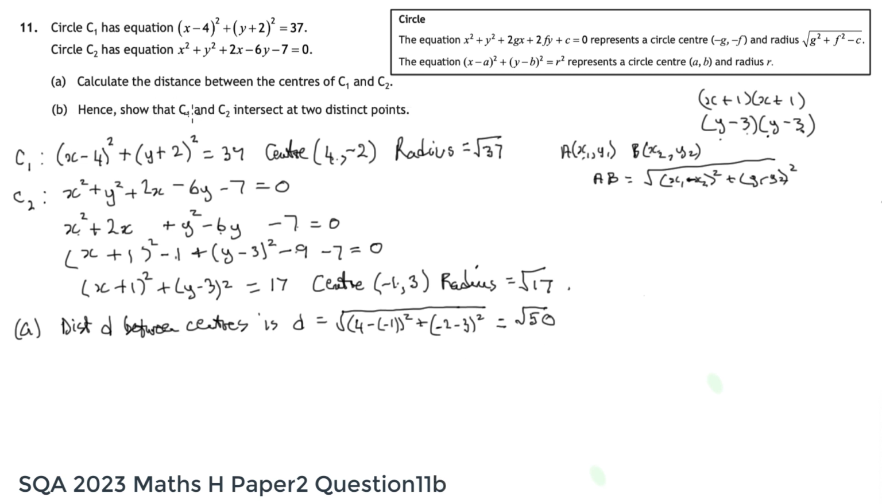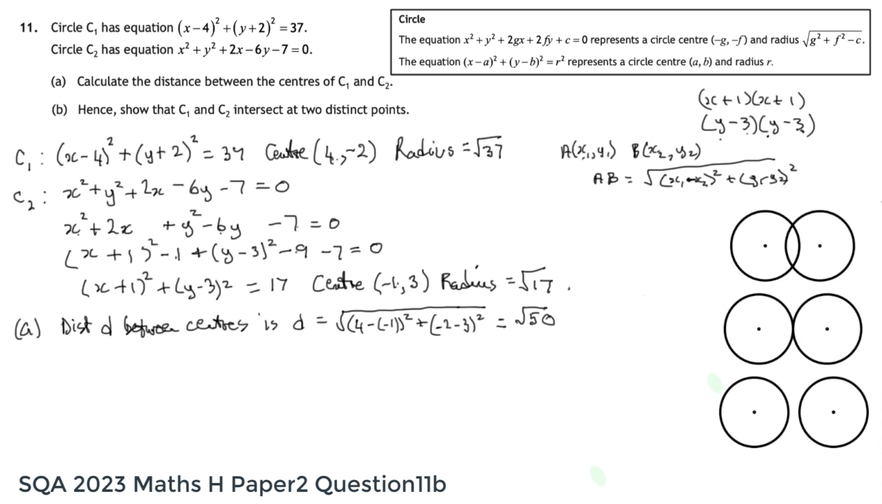Part B says, hence, show that C1 and C2 intersect at two distinct points. Now, the hence means you must use the information that you calculated in Part A, this distance between the centres. And we've to use that to show that the two circles, C1 and C2, intersect at two distinct points. Now, if you're given two circles, there are basically three different situations that arise. In this case, they don't intersect at all. In this case, they touch, so there's one point of intersection.